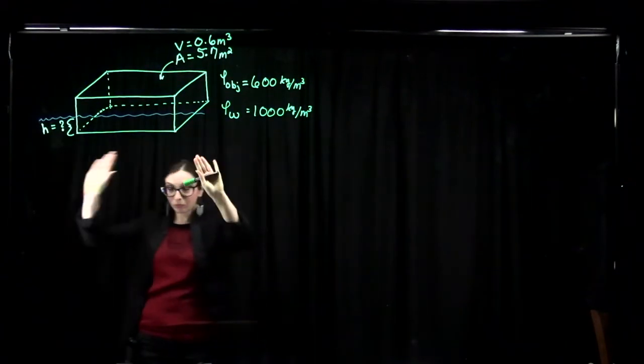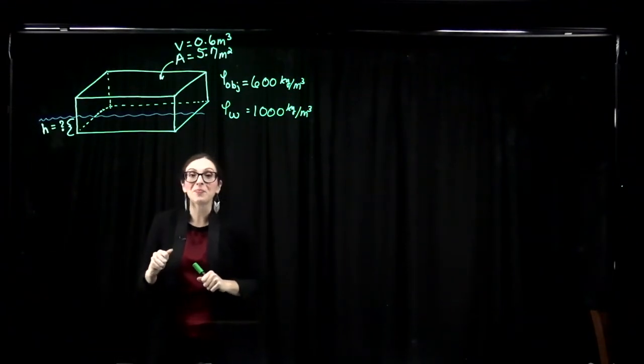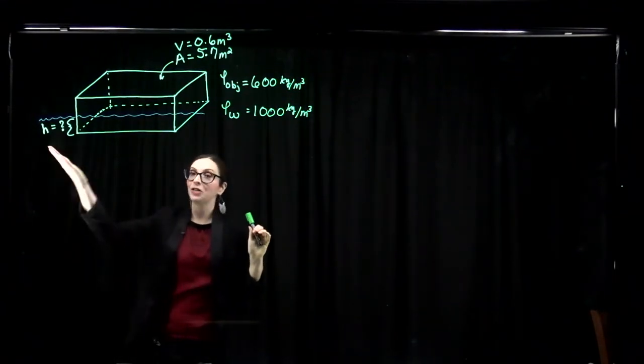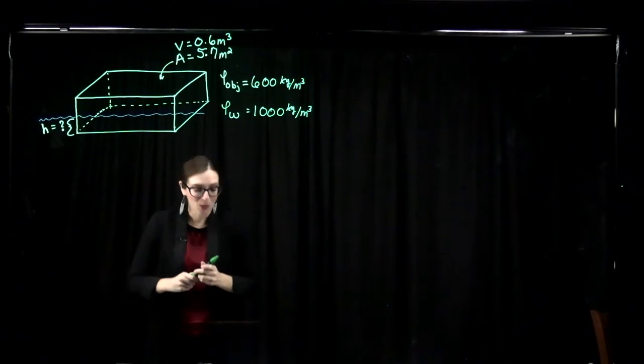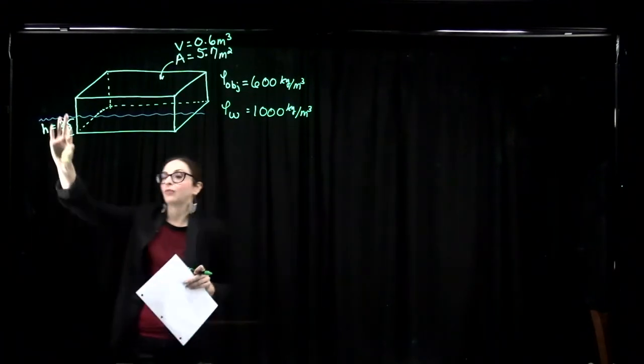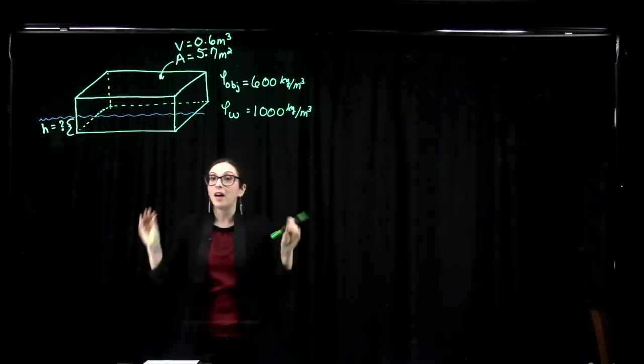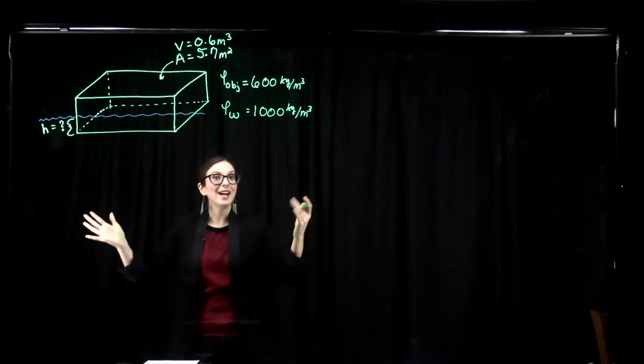So part of our raft is going to be underwater, part of it is going to be above water, and we are going to figure out how much of our raft is underwater. Well, we're going to at least find this height h that the raft is underwater. In order to do that, first we have to draw a free body diagram.